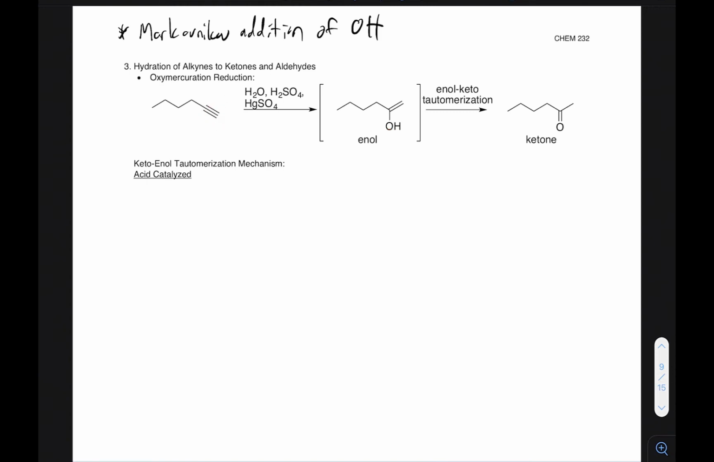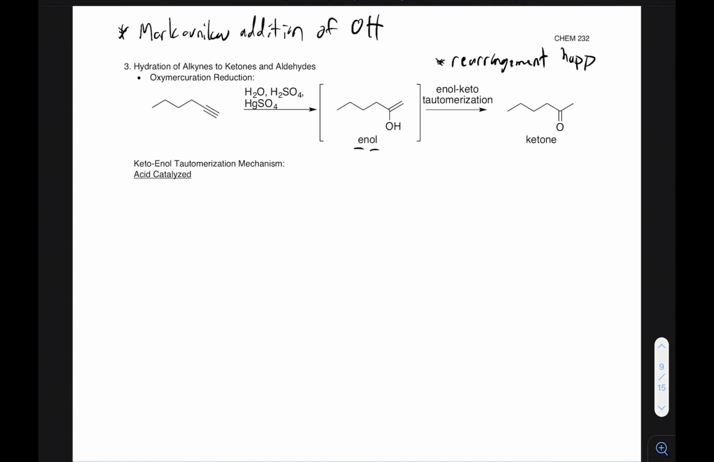And this alkyne is going to the alkene, and we're seeing this last step happening here, where we're getting something called tautomerization. We're going from this enol, an alkene alcohol, and we're tautomerizing to a ketone. And tautomerization is kind of a fancy term for a rearrangement happening.